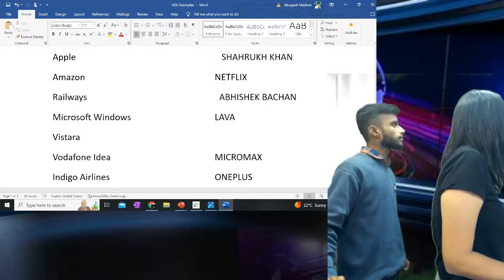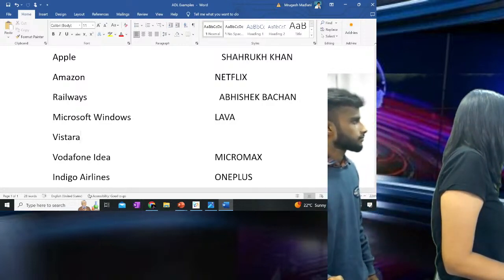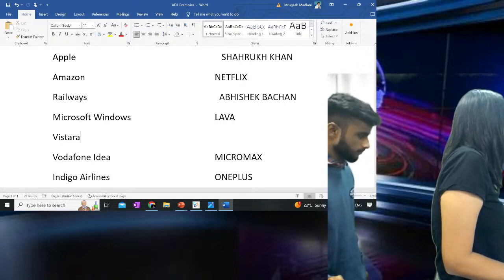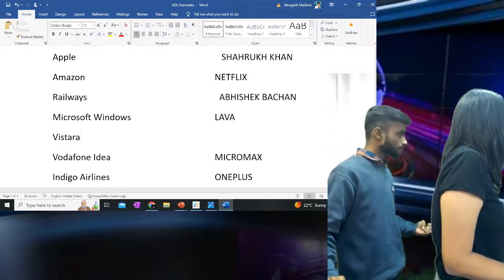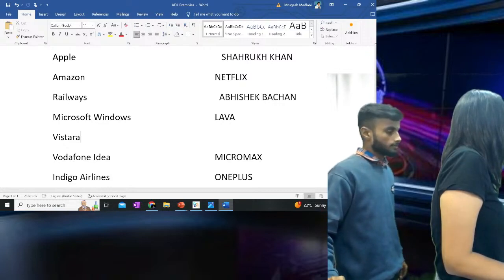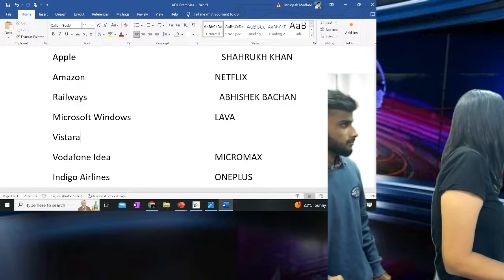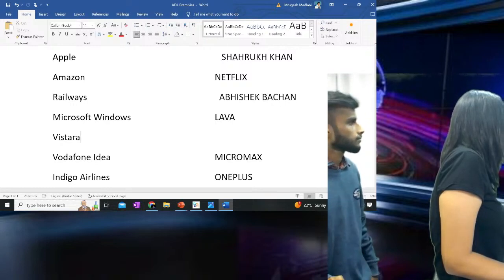Indigo should come here, right there, Indigo. Though it is in loss, but Indigo is Indigo, yeah. Too good. Tell me more. OnePlus, many phones are there, but OnePlus will give you that same quality as iPhone at half the cost. OnePlus. Netflix, of course, favorable. Favorable it is, Netflix. Done.